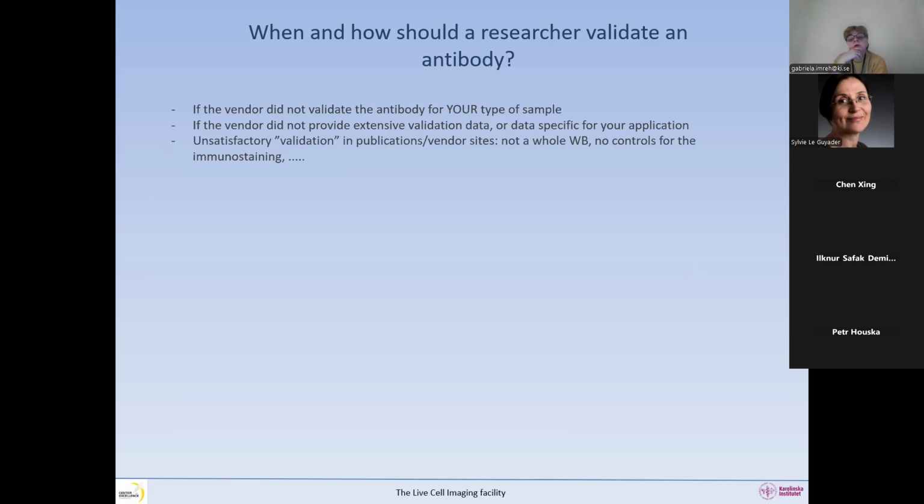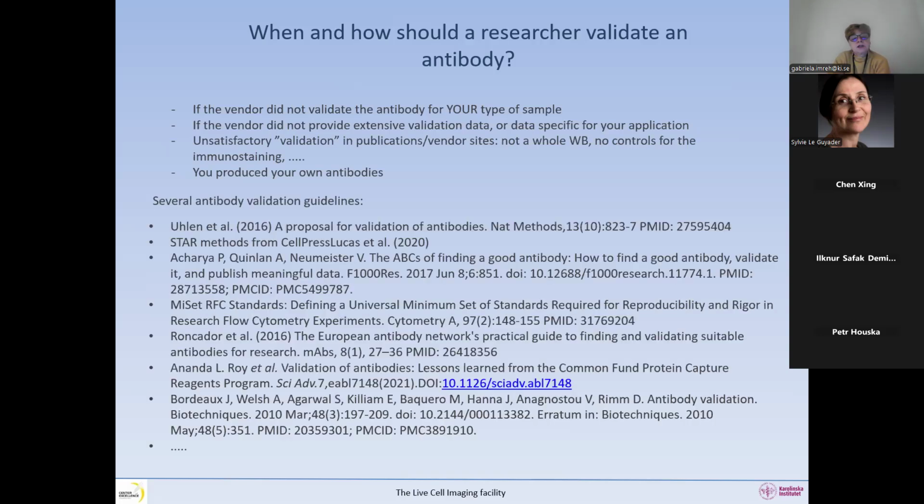For example, not a Western blot, or no visible controls in the Western blot, no controls presented in the immunostaining and so on. Or when you are producing your own antibodies. And here I just have a list of a few of the guidelines out there which you can follow, so you understand how to perform validation of an antibody.